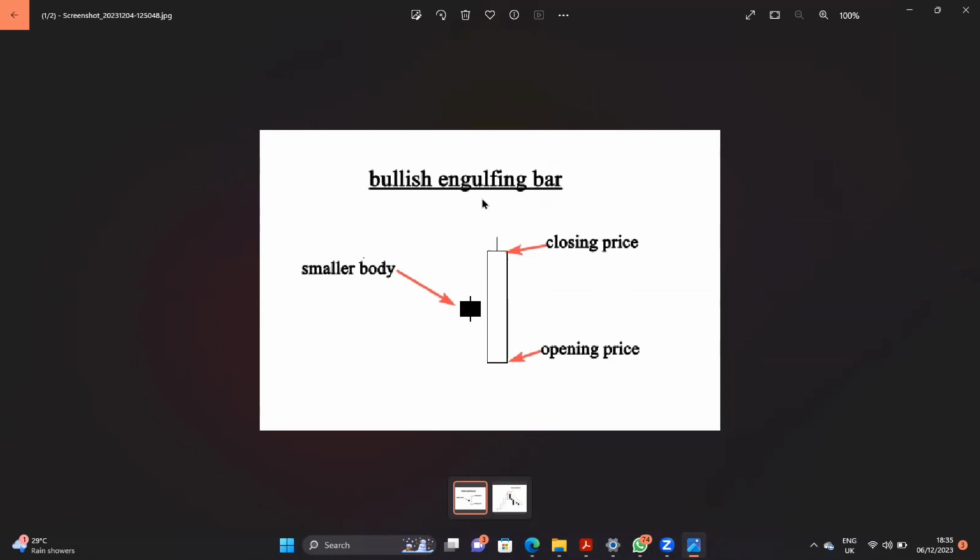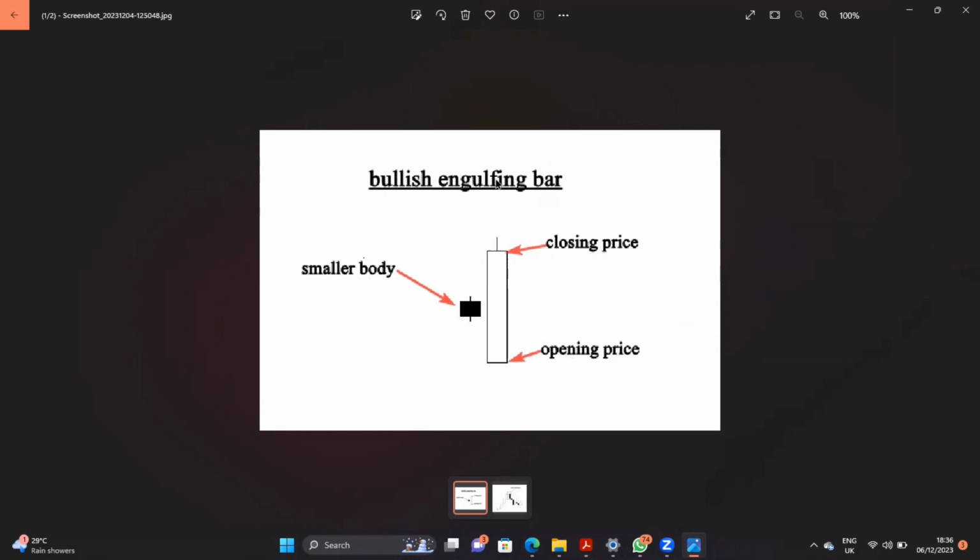So the bullish engulfing bar pattern consists of two candlesticks. The first one is the small body. The second is the engulfing candle. All right. This is the illustration. This is the small body, and then this is the closing and opening price and the longer body. So when we talk about a bullish engulfing bar, what are bullish candles? Candles that are rising, that are going up. Candles that are going up are referred to as bullish.